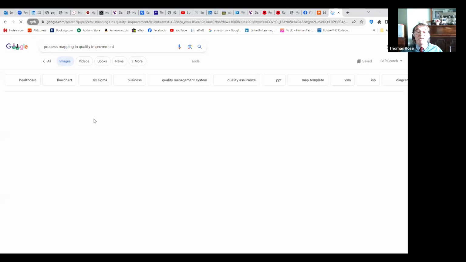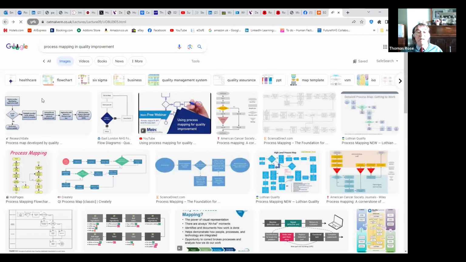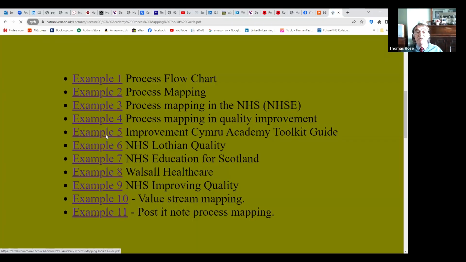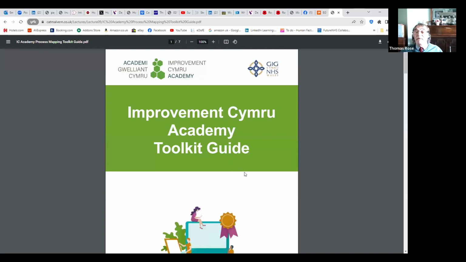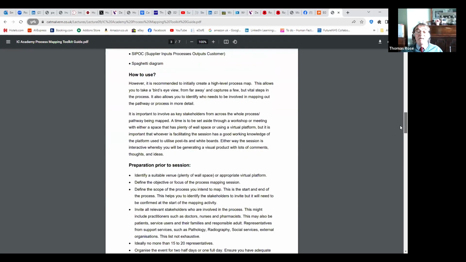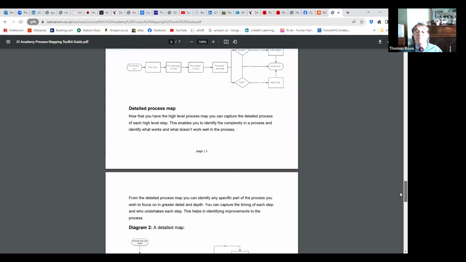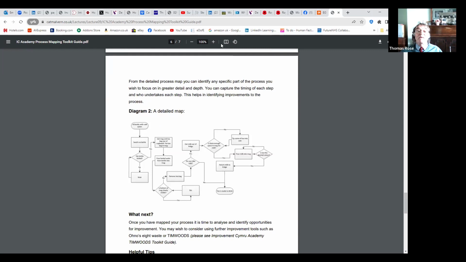Process mapping in quality improvement. Yeah, process mapping. I like this one. This is a good one. This is what Wales have, and I quite like this diagram, just let me get rid of that.